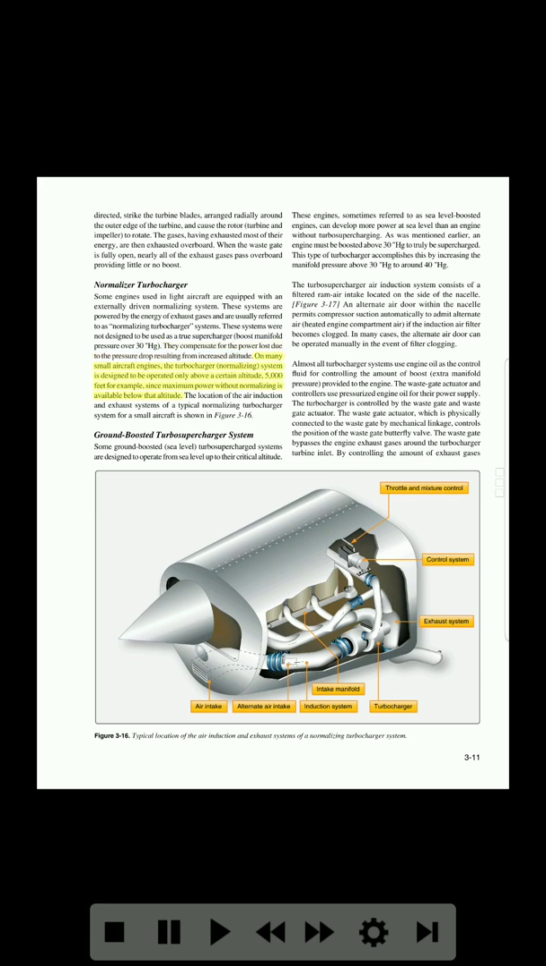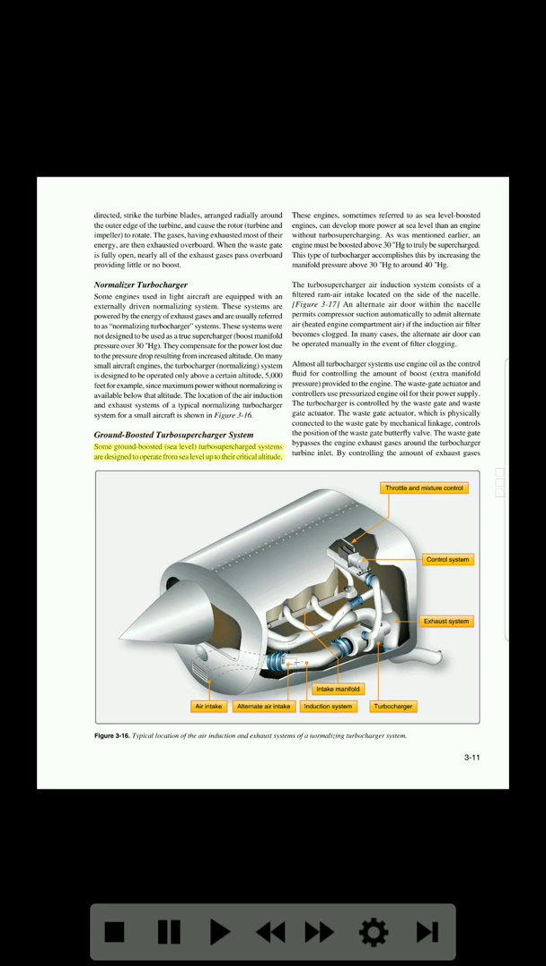On many small aircraft engines, the turbocharger normalizing system is designed to be operated only above a certain altitude, 5,000 feet for example, since maximum power without normalizing is available below that altitude. The location of the air induction and exhaust systems of a typical normalizing turbocharger system for a small aircraft is shown in Figure 3-16.